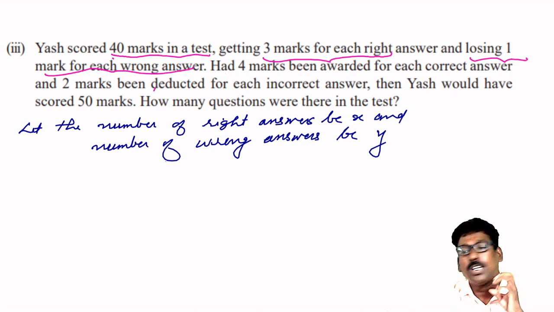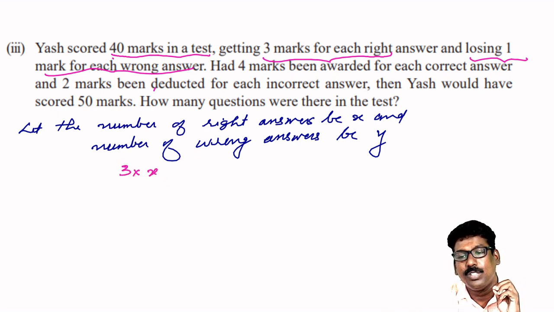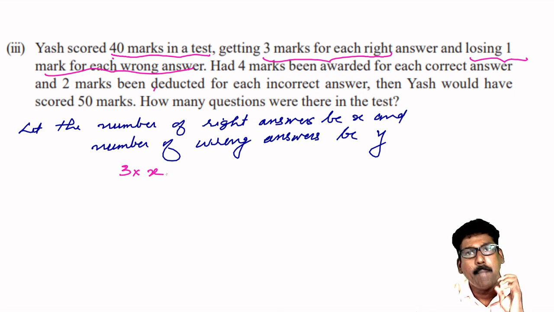So, for right answers, how many marks may he get? The number of right answers is x. For each right answer, you will get 3 marks. So it will be 3 into x. That means the marks obtained from the right answers, you can write as 3x.